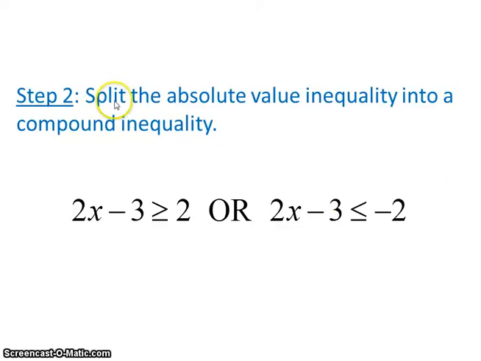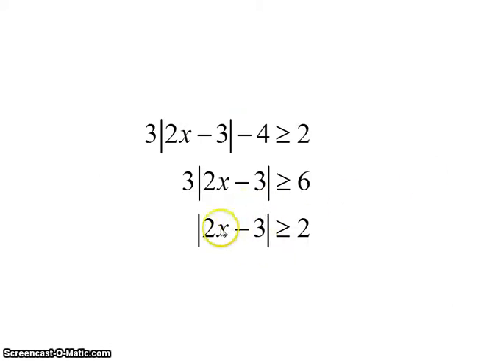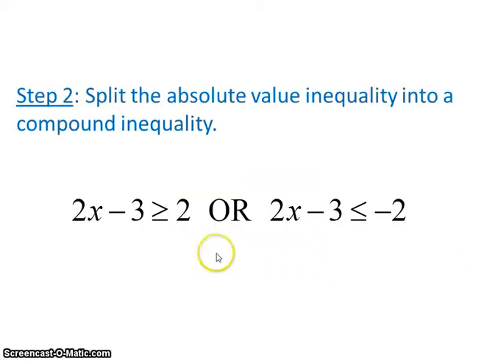The next step is to split the absolute value inequality into a compound inequality. We can deal with those a little bit easier. So the first inequality is going to be just the same as what we had earlier. We just drop the absolute value signs, and that becomes our first part of our compound inequality.